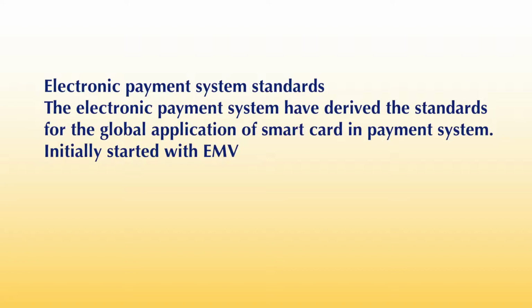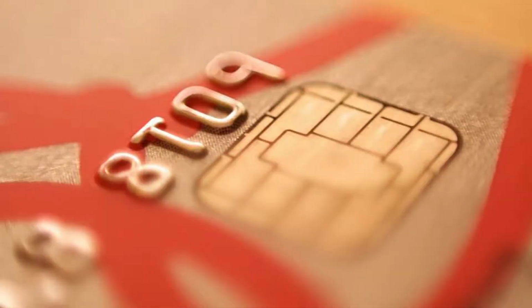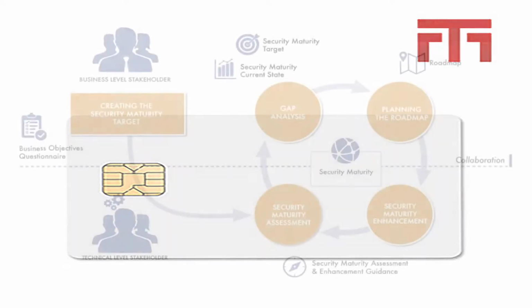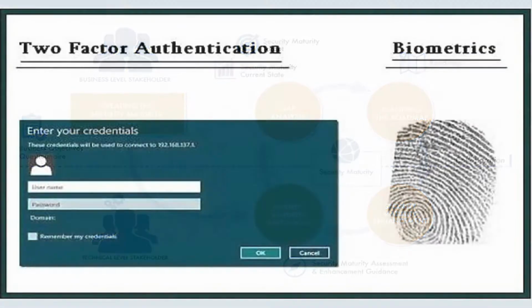Now, let's see about the electronic payment system standards. The electronic payment system has derived the standards for the global application of smart card in payment system. Initially started with EMV, Europay, MasterCard and Visa specification in 1996 and subsequently updated with the latest version, EMV 2000. EMV specifies the specification for card-based electronic payment on the ISO 7816 compliance and the security criteria for the authentication methods so that they can continue to be used everywhere.